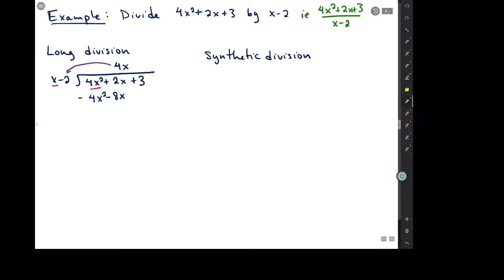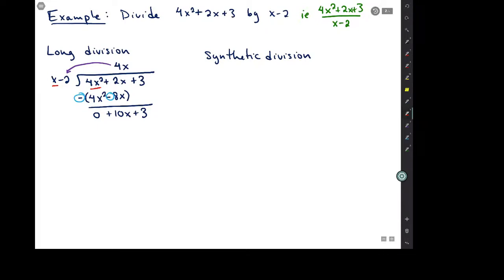Now, just like regular long division, I subtract that off, and I actually like to subtract from the entire polynomial that I started with. So the 4x squareds are going to cancel. I get 0 from that. I have 2x minus a negative 8x, so do not forget to distribute this negative sign. So 2x plus 8x is 10x, and then I have this plus 3 that just kind of comes along with that. I'm not subtracting any constant terms.